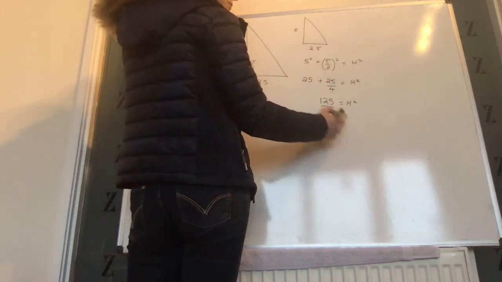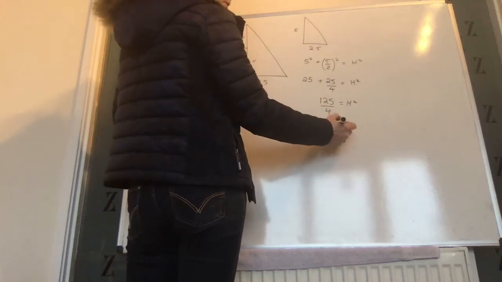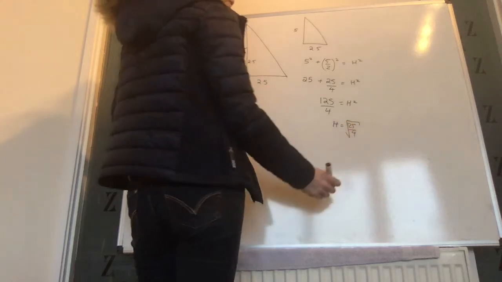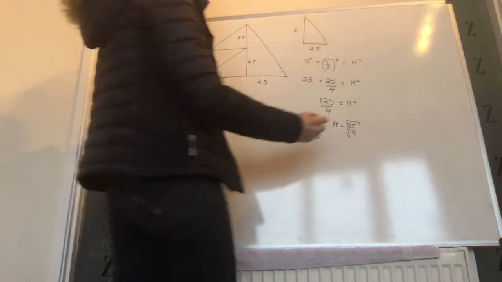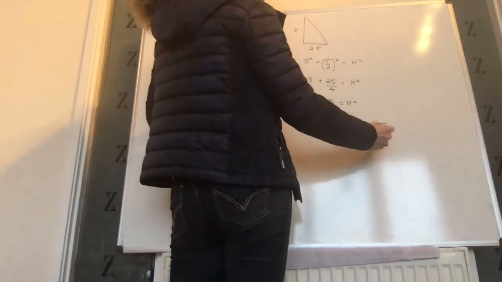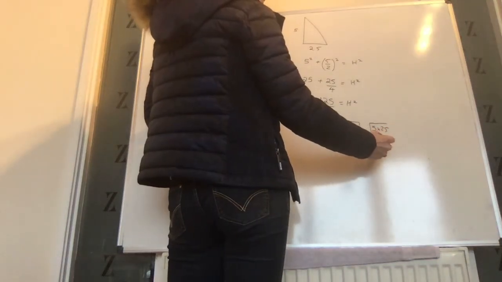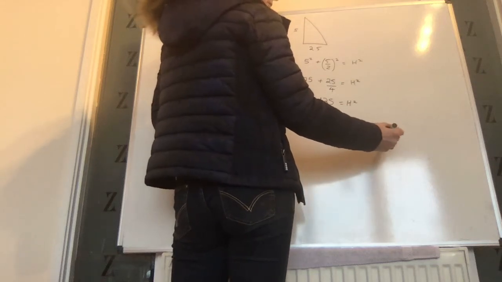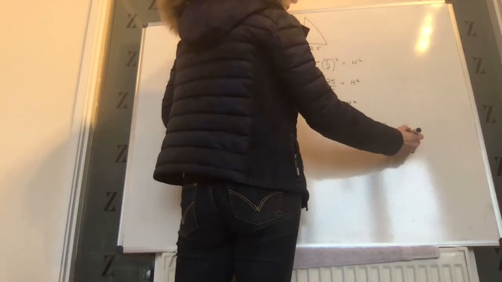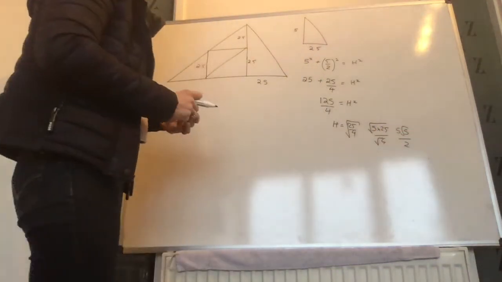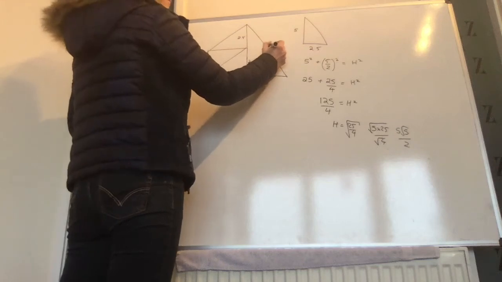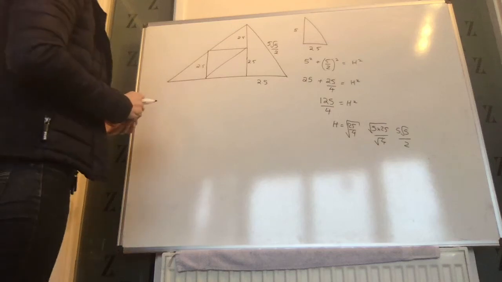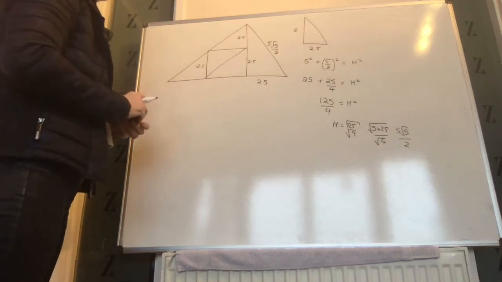So h is the square root of that, and the square root of that is just the square root of 125 over 4. Okay, now you could write that as the square root of 5 times 25 over the square root of 4, I guess, actually, which will then give you 5 root 5 over 2. I don't know that it really matters at the moment, but we'll call it 5 root 5 over 2. Okay, now that allows us to put everything in, really, doesn't it?